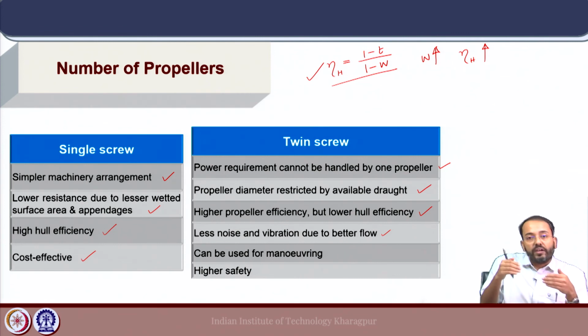This had already been discussed under propeller geometry. Now, we can also use the propellers to produce thrust in two different directions to help in maneuvering the ship in a twin screw propulsion system.